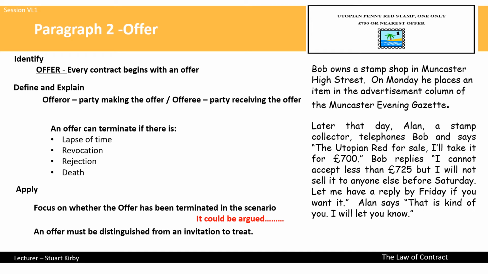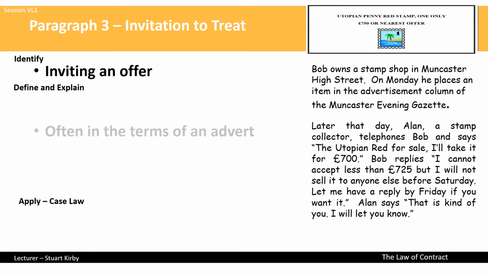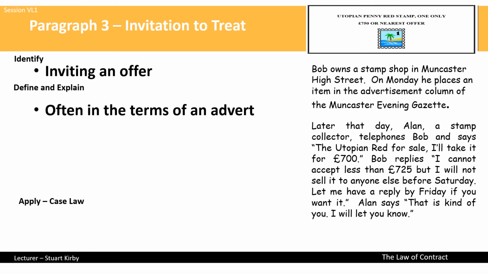And the way to move on to paragraph 3, if you like, is you could also mention this idea that an offer must be distinguished from an invitation to treat, and that then leads you nicely into paragraph 3, which is about invitation to treat. So you've identified that now as being the issue. So now obviously you need to define and explain what an invitation to treat is.